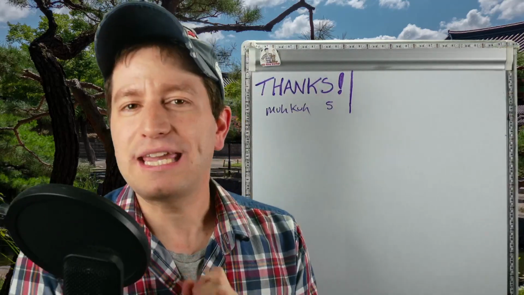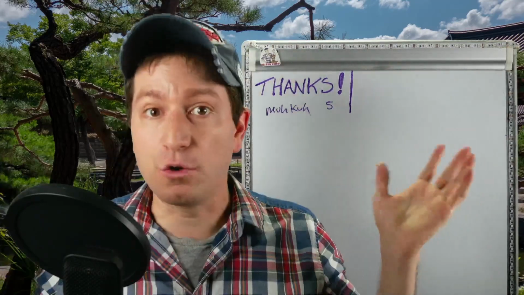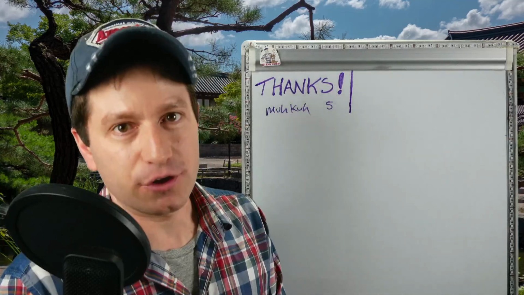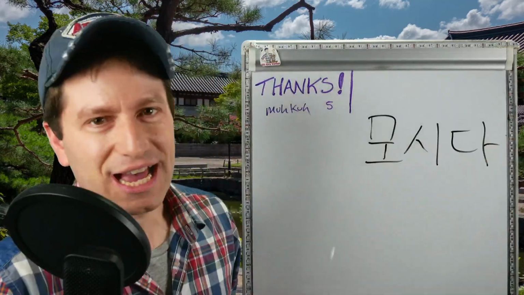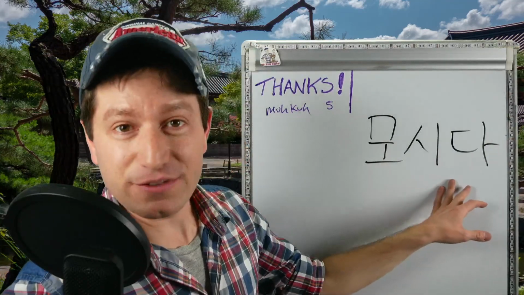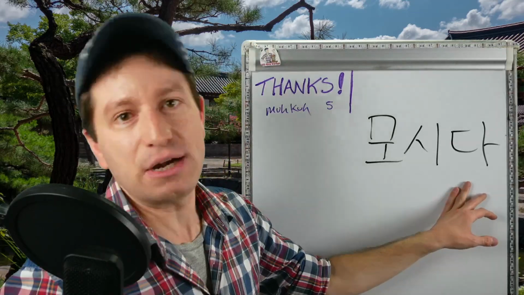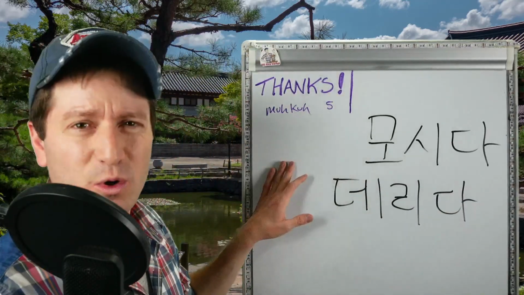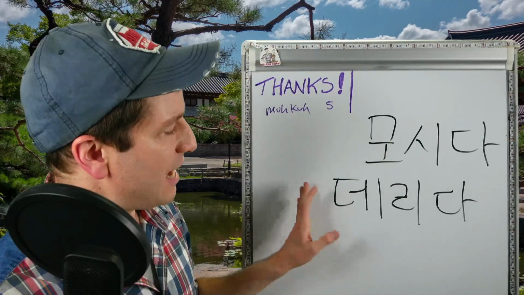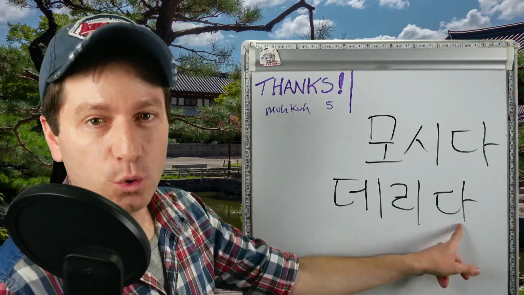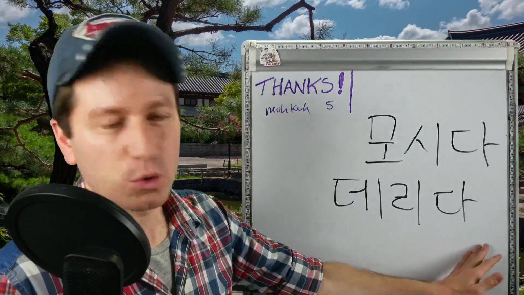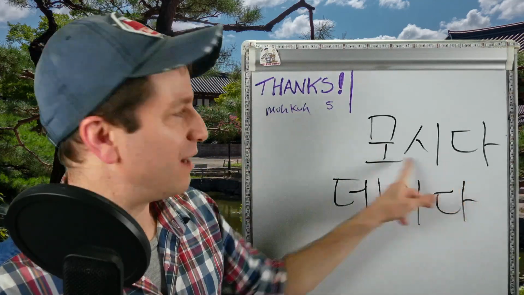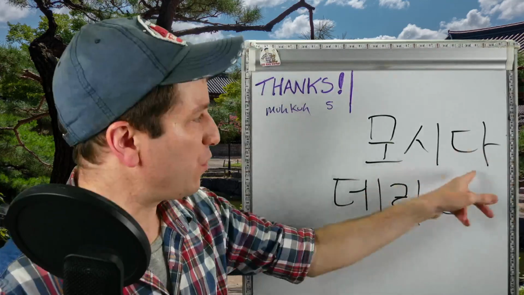Okay, if you are here as a beginner, your lesson is over. If you're advanced, we're going to be covering two more humble verbs that you should know. 모시다. It looks like an honorific verb because it ends with 시다, but it's a humble verb. This means 데리다, which is to bring someone somewhere. You probably have seen this as 데리고 가다, 데리고 오다, or 데려가다, 데려오다. Well, now you can say 모셔 가다, 모셔 오다, 모시고 가다, 모시고 오다.